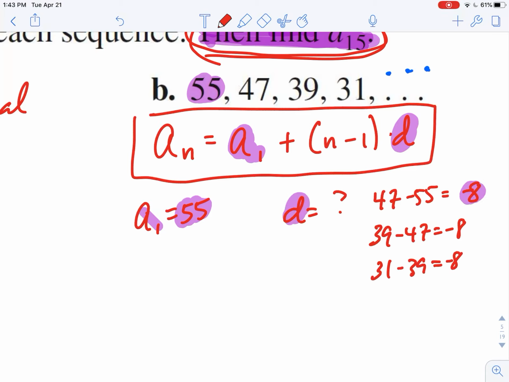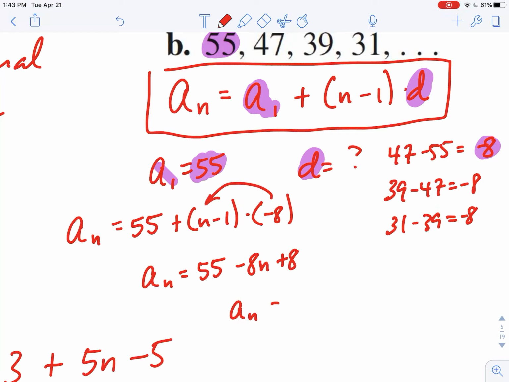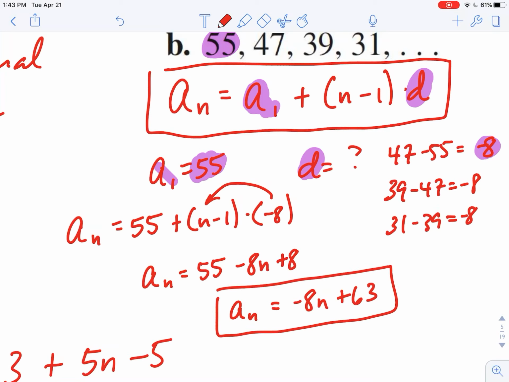So let's write out our formula now. The nth term is found by taking 55 plus n minus 1 times negative 8. Now, as we said earlier, we could just kind of circle that and call it a day, but we do need to clean this up. We need to distribute this out. So the nth term is found by taking 55 minus 8n, because we're distributing here, plus an 8, which means that the nth term is negative 8n plus 63. That is our nth term. So that's the first thing they asked us for.